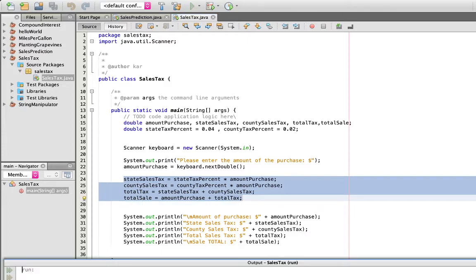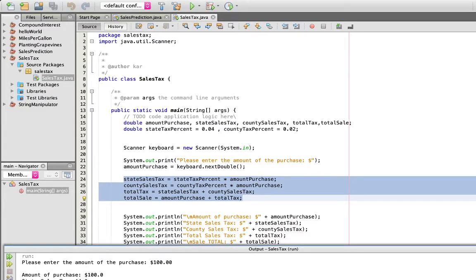So if I play it, it says please enter amount of purchase, let's say $100, and then yeah, it runs smoothly. Let me see if I can put it a bit up. There you go. Amount purchase $100, sales tax $4, county sales tax $2, total sales tax $6, and then the sale total $106. And yeah, that is it for the sales tax code.